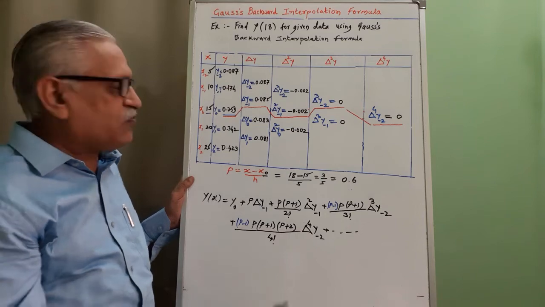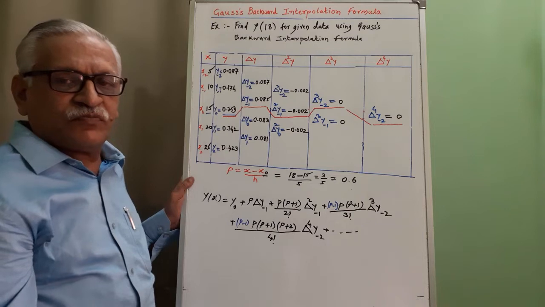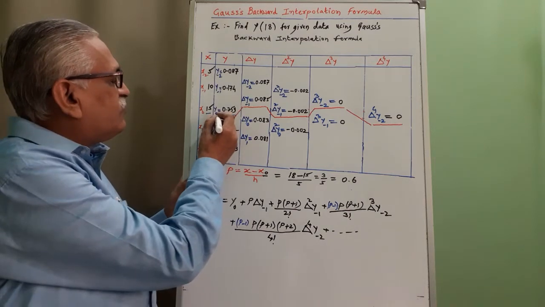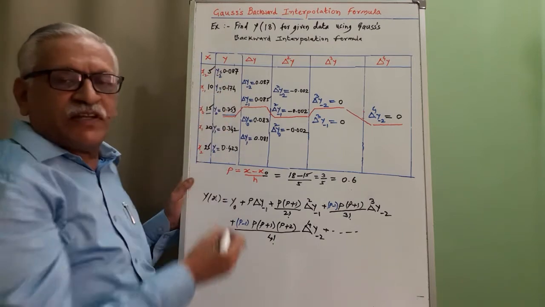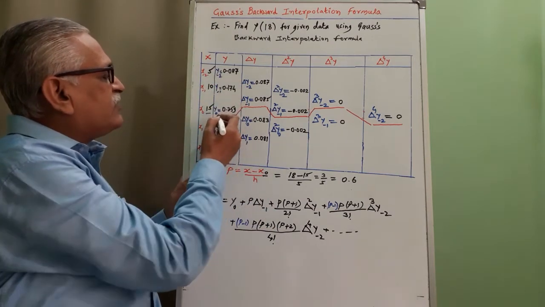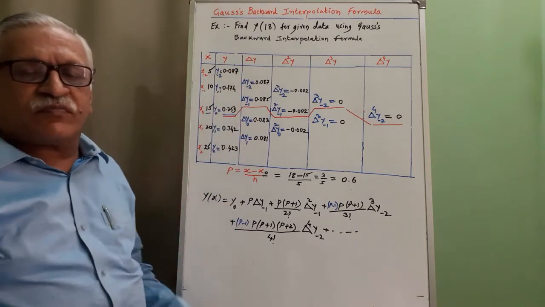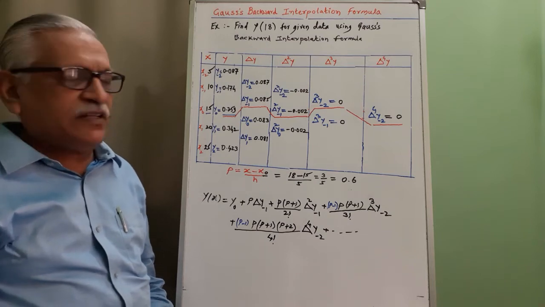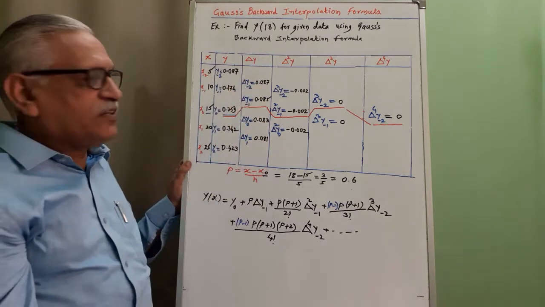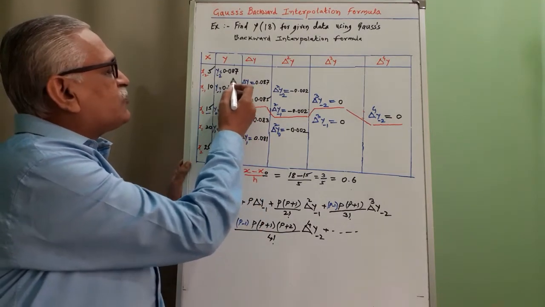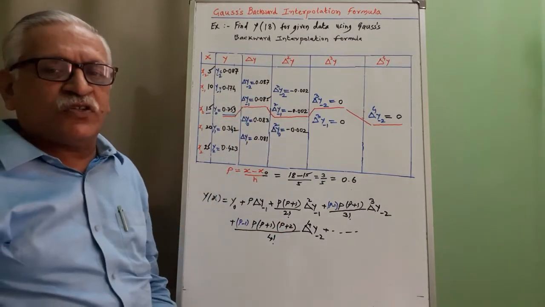Gauss's backward interpolation formula. Underlining this x0 with corresponding y0, we call the others x1, x2, x minus 1, x minus 2, and the corresponding values as y0, y1, y2, y minus 1, y minus 2. And then making a forward difference table, y minus 1 minus y minus 2 is nothing but del y minus 2: 0.174 minus 0.087, we get that value as 0.087.